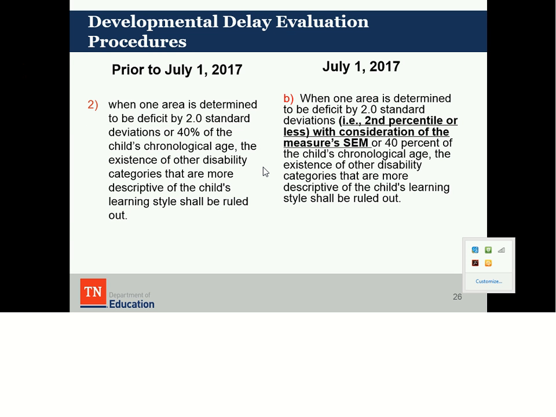If there is an area that's 2 standard deviations from the mean, this is not a change in that we are still considering the most appropriate disability category that would match that student's profile. Developmental delay may be the most appropriate, or there may be another category that's most appropriate, and the team needs to consider what those would be. Again, the only language that was added was the percentile reference, as well as the consideration of standard error of measurement.